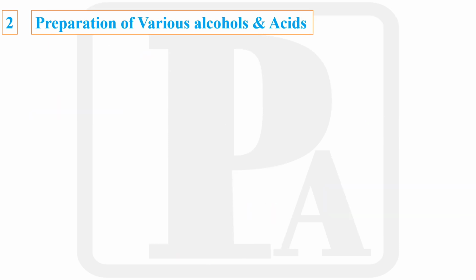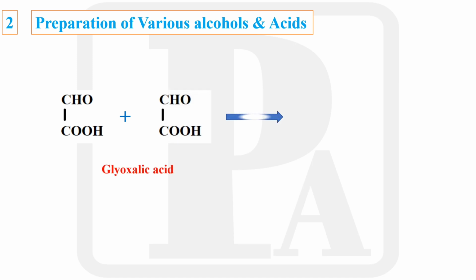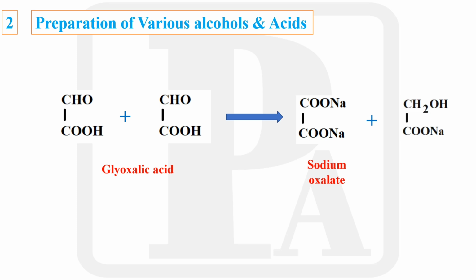So now we'll see the second application, that is preparation of various alcohols and acids. Now we are taking two molecules of glyoxylic acid that undergoes Cannizzaro reaction. So we are getting two products. One is sodium oxalate, another one is sodium glycolate. So here we have this aldehyde, no? So one would be oxidized and another would be reduced. Sodium oxalate is the oxidized product and sodium glycolate is the reduced product.